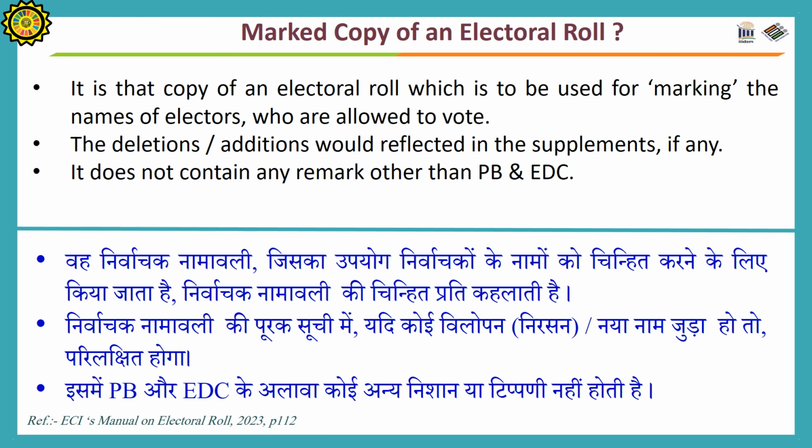What is marked copy of an electoral roll? It is that copy of an electoral roll which is to be used for marking the names of the electors who are allowed to cast the vote at the polling station. The deletions or the additions would be reflected in the supplements, if any. It does not contain any remark other than the PB and EDC. PB stands for postal ballot and EDC stands for election duty certificate.